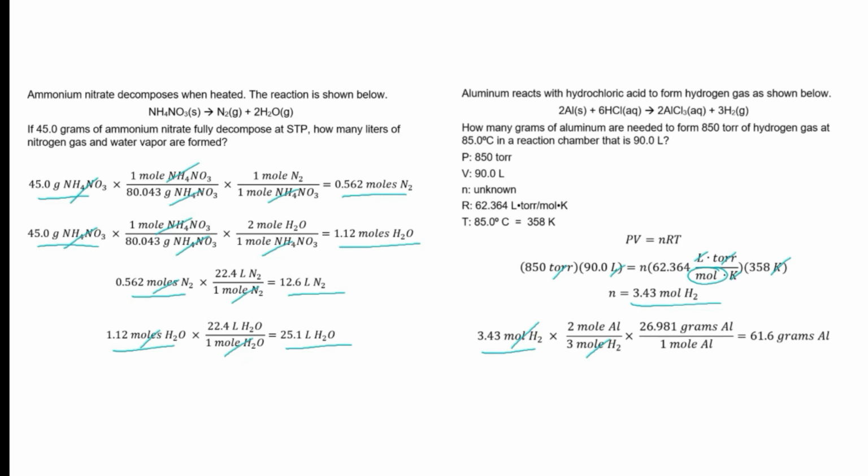Now we have moles of aluminum, but our problem asks us for grams. So one more conversion factor. The molar mass of aluminum. That will give us grams of aluminum. And so our final answer is 61.6 grams of aluminum.